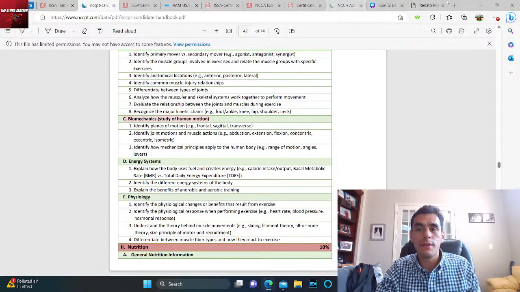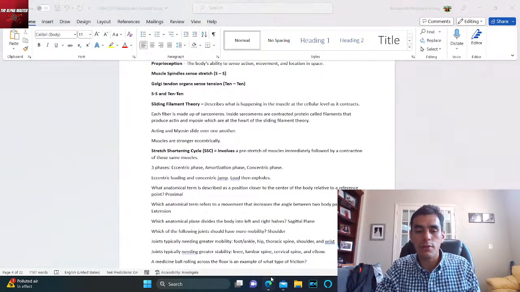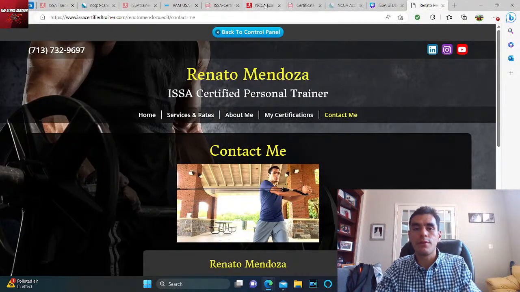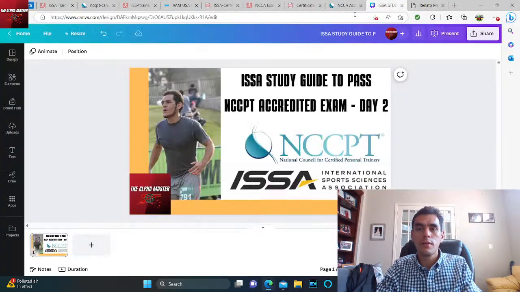This is very important. Let me see, the thoracic spine. I forgot what the thoracic spine was. I'm never going to forget it again.